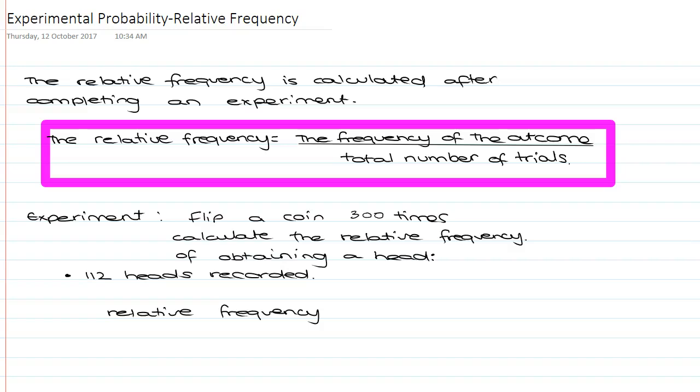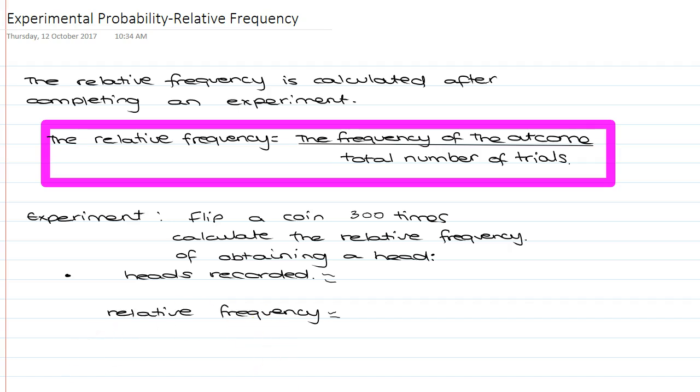Hi guys, in this video we're going to learn about experimental probability. In front of you can see a formula in the purple box. This formula is for how we calculate the relative frequency, and the relative frequency is calculated after we complete an experiment. So I'm going to flip a coin 300 times and calculate the relative frequency of obtaining a head. So let's have a look at the results.